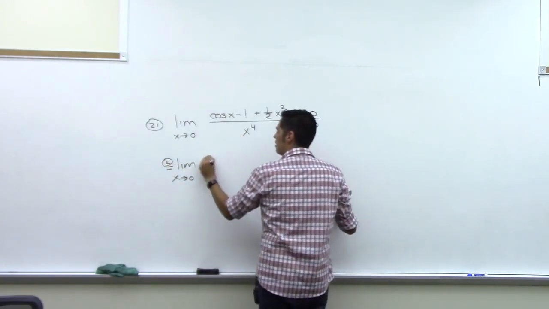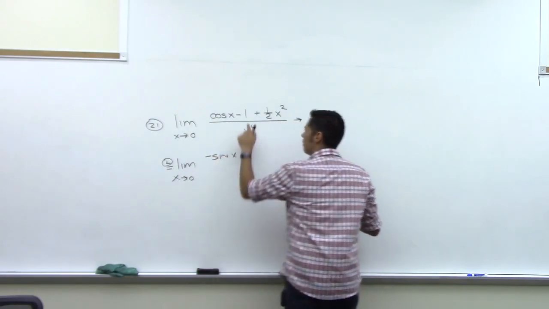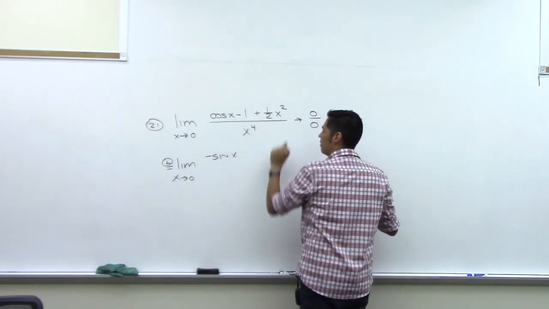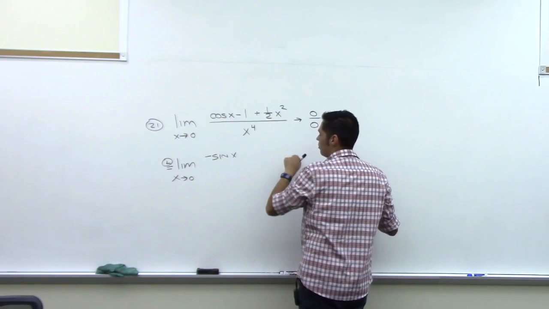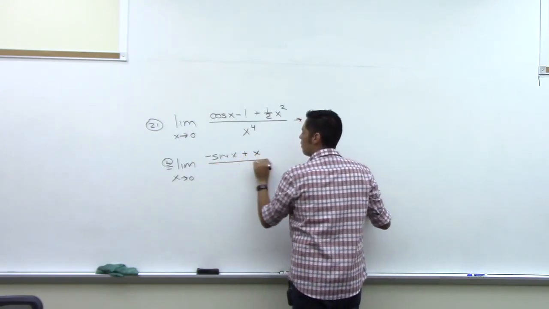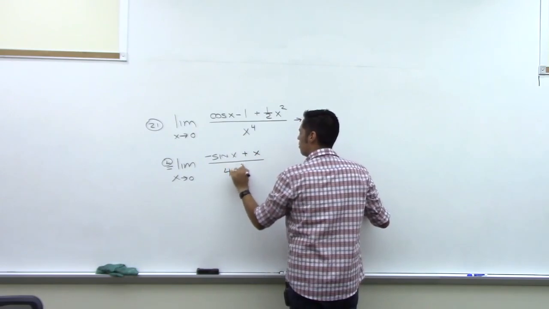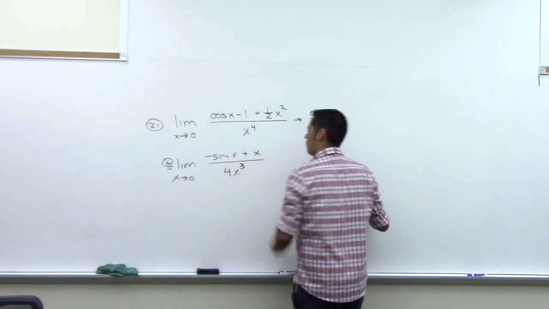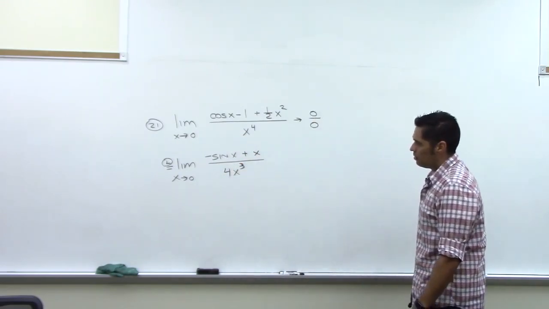Derivative of cosine x, negative sine x. Derivative of negative 1 is 0. Derivative of this, 2 pops out. Half of 2 is 1, so this just becomes plus x over 4x cubed. That's a 3.